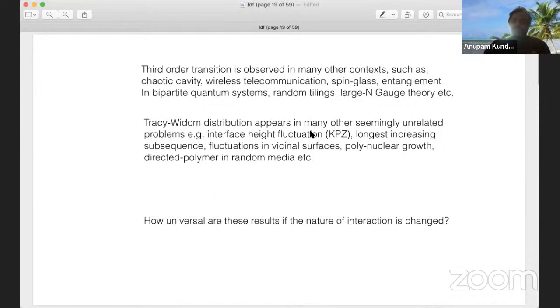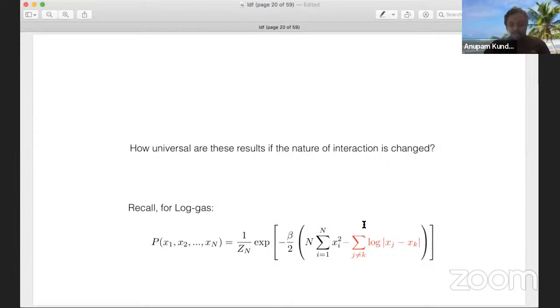Similarly, the Tracy-Widom distribution also appears in many other seemingly unrelated problems: interface fluctuations, longest increasing subsequence fluctuations, vicinal surfaces, etc. So this means that these two properties are kind of universal. So what we wanted to ask is, how universal are these results if the interaction is changed? Remember that we had considered a gas of particles interacting by a logarithmic interaction. Suppose we change this interaction, then what happens to these results?